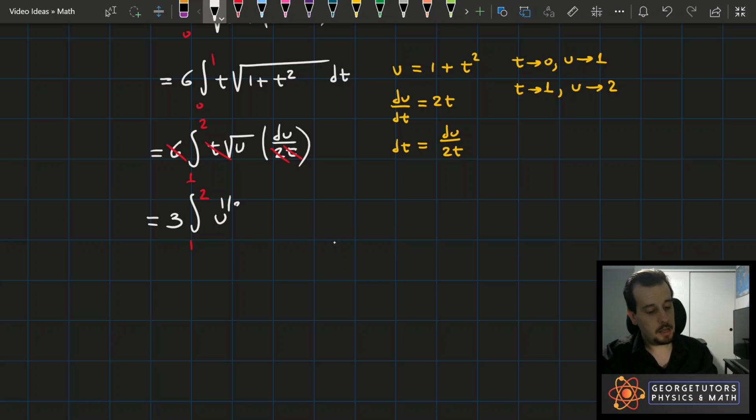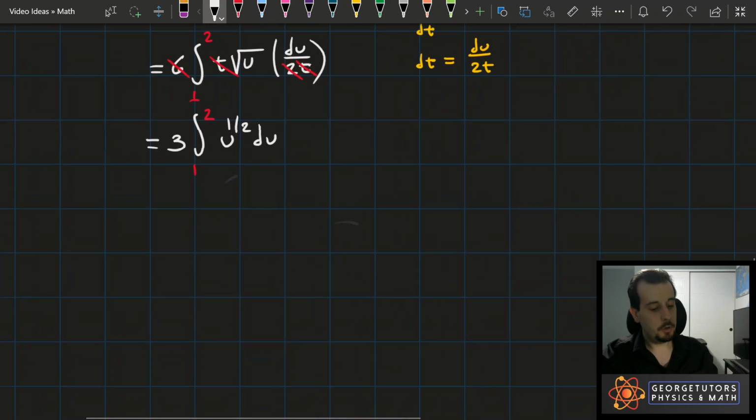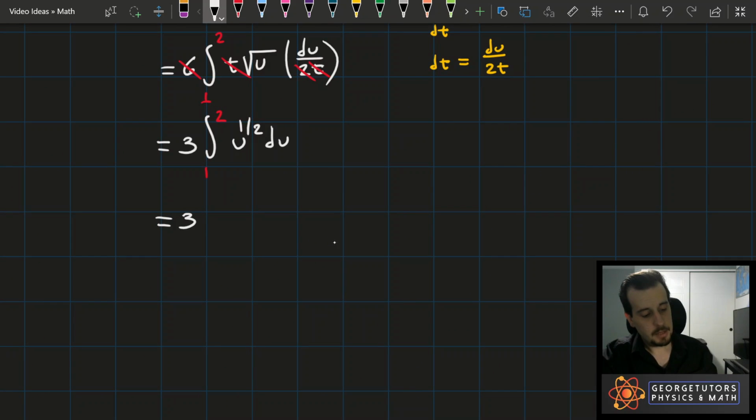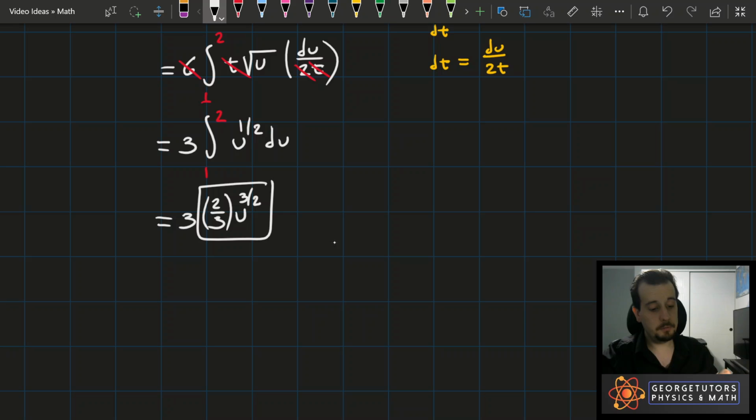u to the 1/2 du. How do I do that again? Basically, I'm going to move this power up by 1, so we're going to go to 3/2 if I do that. And to cancel the effect that would happen, if I differentiated that right now, I would get a constant 3/2 coming down. So to cancel that constant, I have to multiply this by 2/3. So the derivative of this will exactly be right now u to the 1/2.